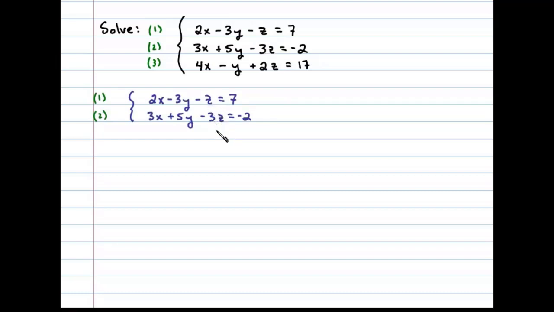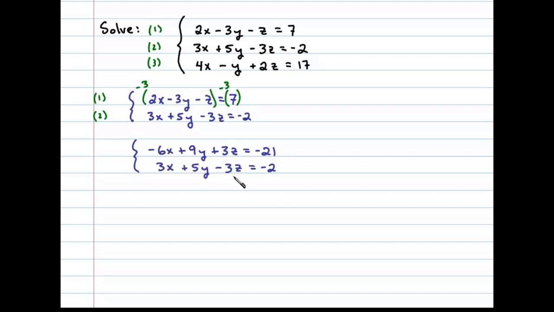Now to do that, we can multiply both sides of the first equation here by -3. That'll give us an equivalent system, negative 6x plus 9y plus 3z equals negative 21. And at this point you can see the variable z is lined up to eliminate. So when we add these equations together, we're left with negative 3x plus 14y equals negative 23.